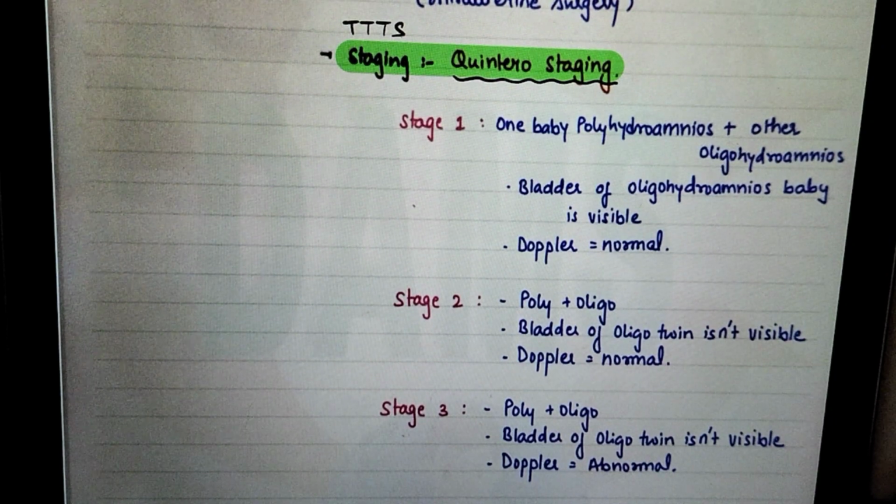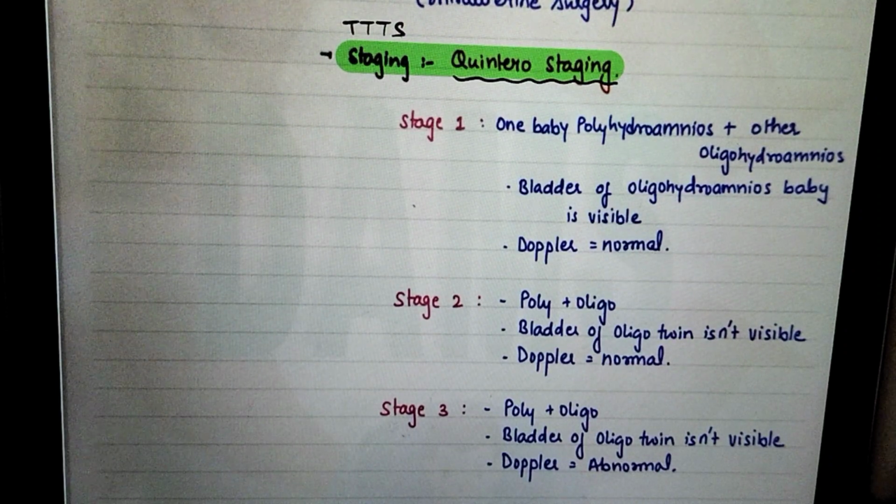In stage 1, one baby has polyhydramnios, other has oligohydramnios. Bladder of oligo baby is visible and Doppler is normal. In stage 2, poly plus oligohydramnios seen. Bladder of oligo will not be visible and Doppler will be normal.